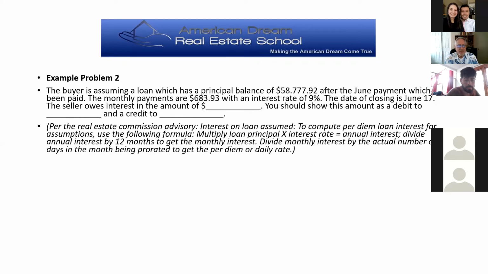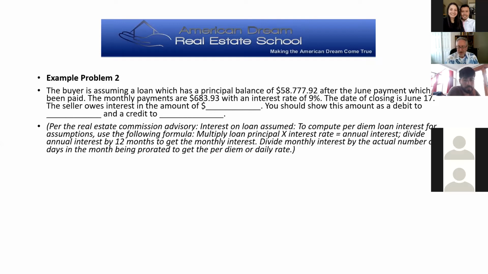Let's read it. Buyer's assuming a loan which has a principal balance of $58,777.92 after the June payment, which has been paid. The monthly payments are $683.93 with an interest rate of 9%. The date of closing is June 17th. Seller owes the interest in the amount of X. You show this amount as a debit to someone and a credit to someone else.